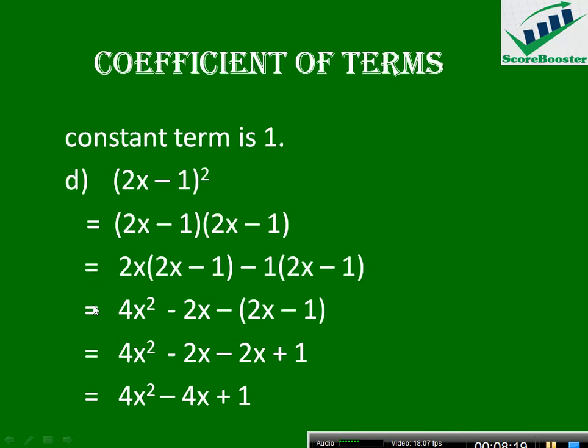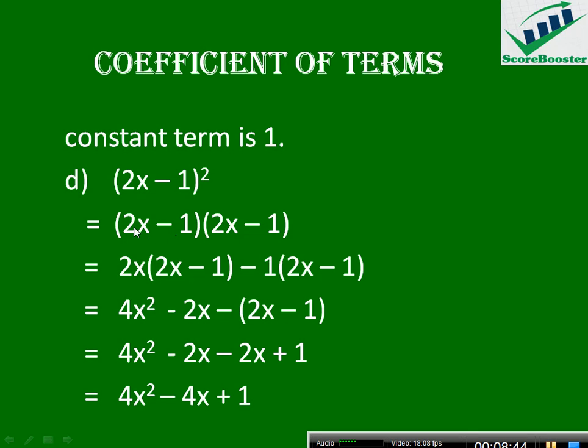Now we'll move to the fourth question. The fourth question is 2x minus 1 raised to power 2. If you have x raised to power 2, it means x multiplied by x. If you have 2x minus 1, everything in brackets raised to power 2, it means 2x minus 1 multiplied by 2x minus 1. So now I've explained how to multiply algebraic expressions.